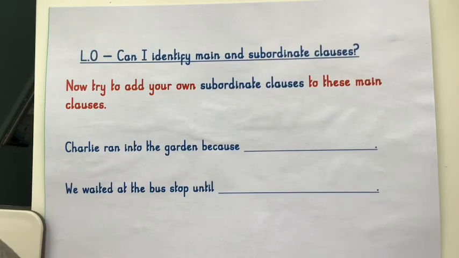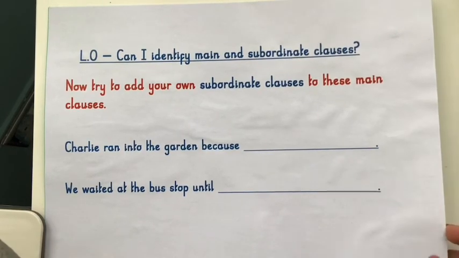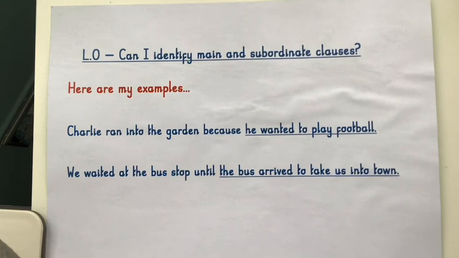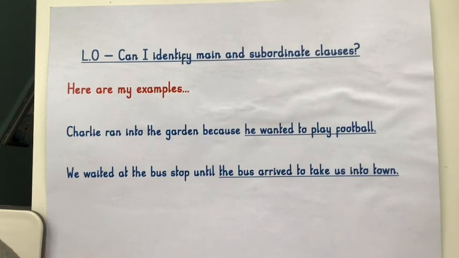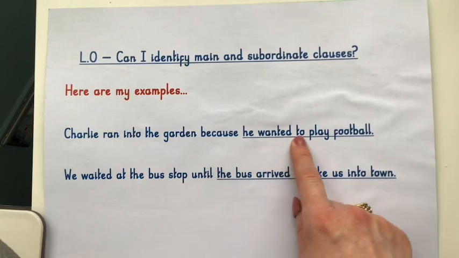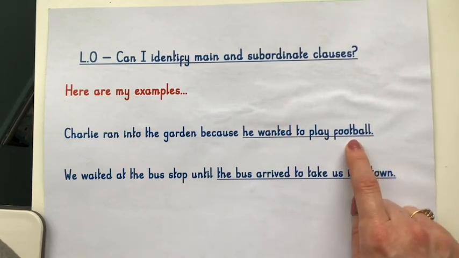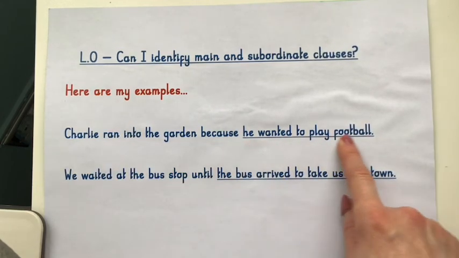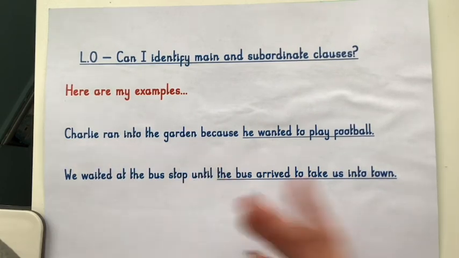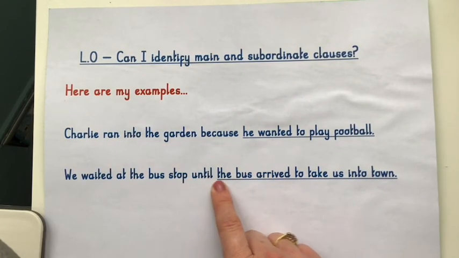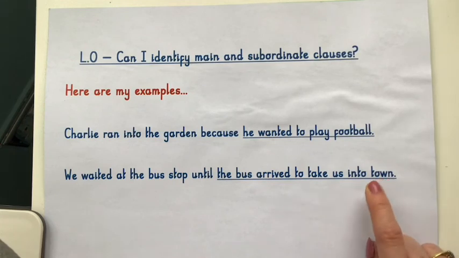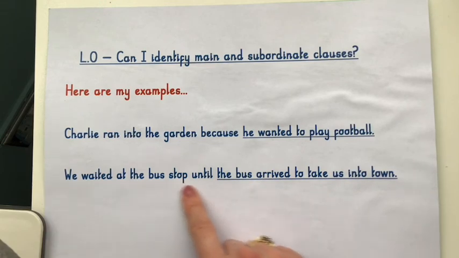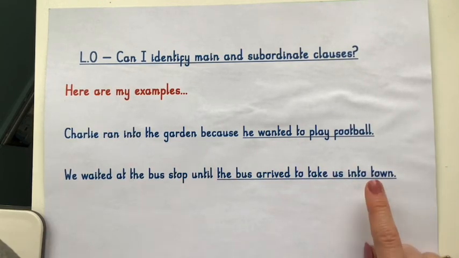Again, your examples might be slightly different, but that's fine. Right, so here are my examples then. So I put Charlie ran into the garden because he wanted to play football. Okay, so you might have put a different reason. That's fine, as long as it makes sense. As long as this bit of the subordinate clause makes sense with the main clause, that's fine. We waited at the bus stop until the bus arrived to take us into town. Again, you might have a different ending for your subordinate clause. But as long as it goes with the main clause, that's fine as well.